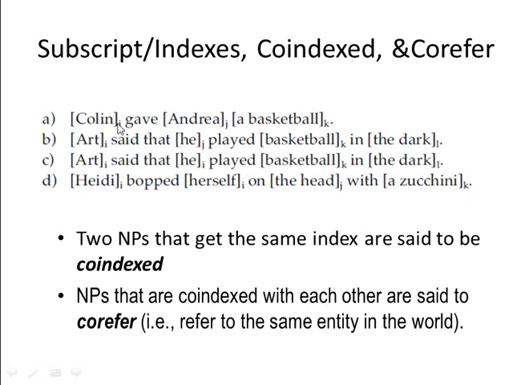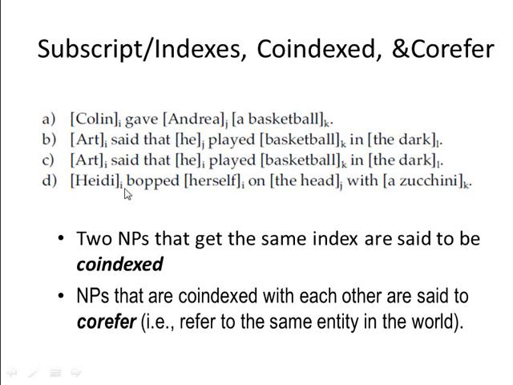Kita lihat di sini. Jadi, like for number one, Colin gave Andrea basketball. So there are three different noun phrases. They refer to different things. Art said that he, I, J, basketball, K, the dog, L. So different. Second one, the third one, Art, I, he, I. So it means that Art and he, the same person, the same thing. Basketball, K, the dog, L. So they are different. Okay, so from here we know that we can give subscript to noun phrases to know whether they refer to the same thing or they refer to different things.